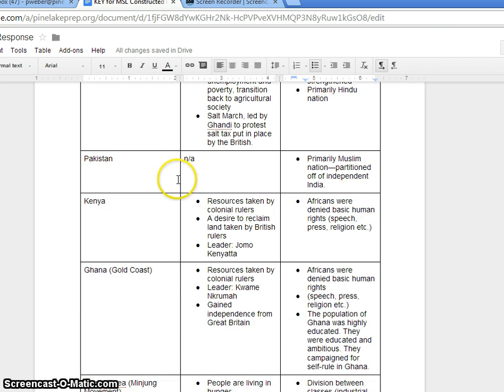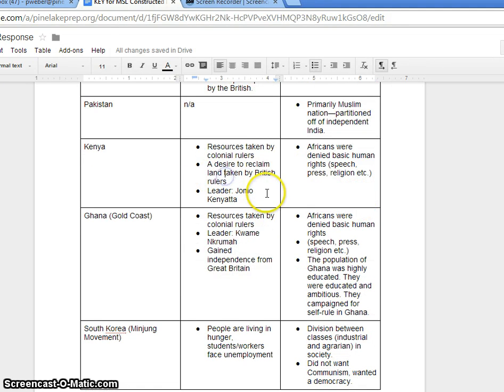Next, for Pakistan, this was shorter. I couldn't think of anything economic because the reason that they partitioned, remember, broke off from India, was because they wanted to be a primarily Muslim nation while India is primarily Hindu.